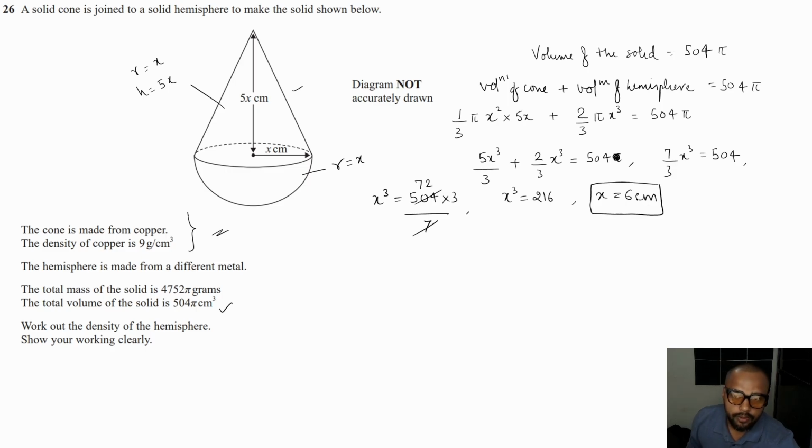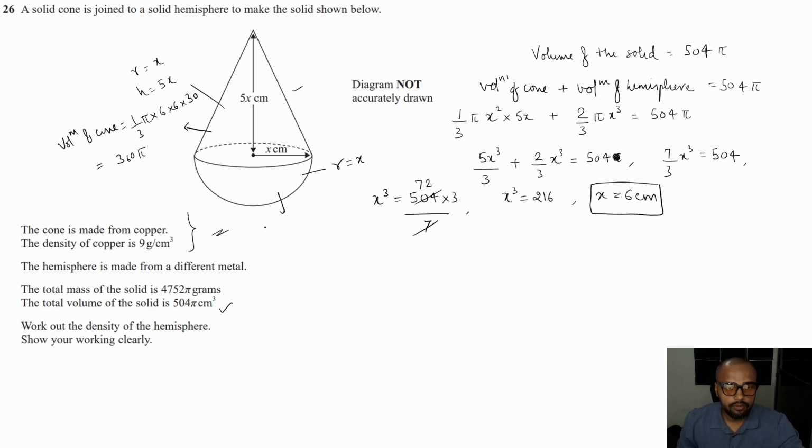Now what we need to do, we'll be calculating the individual volumes. So what will be the volume of a cone, student? Volume of a cone will be 1 by 3 pi r square h. R was x, so it will be 6 cross 6 cross h, that will be 30. We are plugging the value of x here, students. So we are getting 360 pi. Okay, this is the volume of a cone.